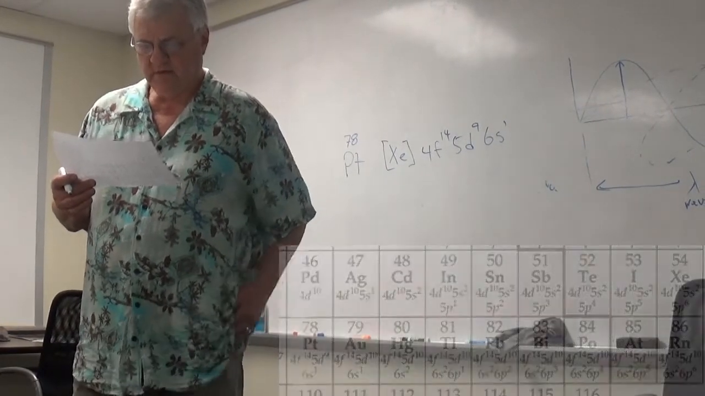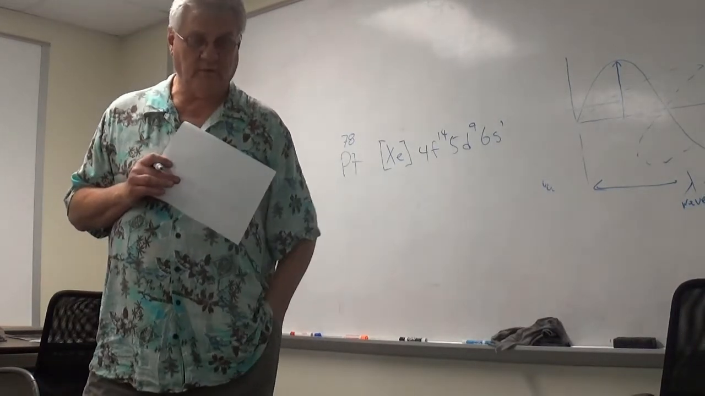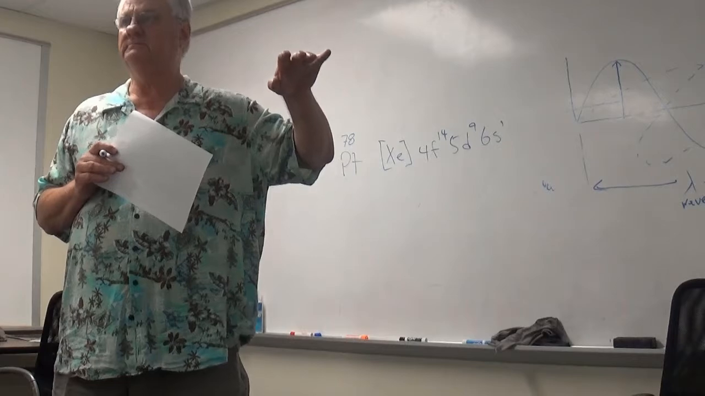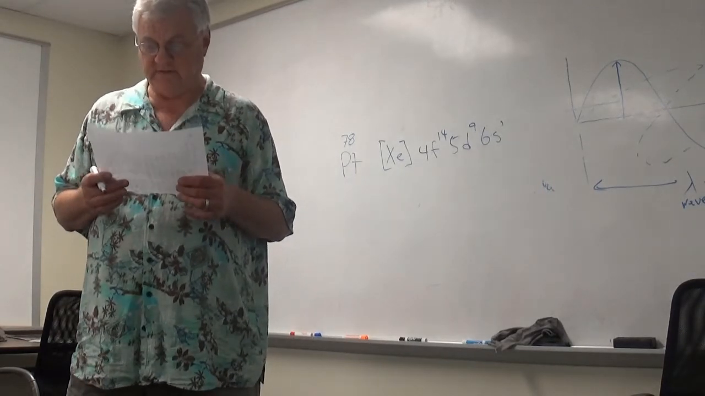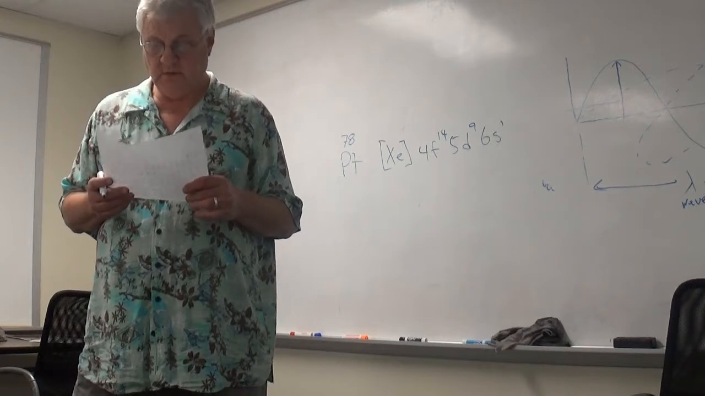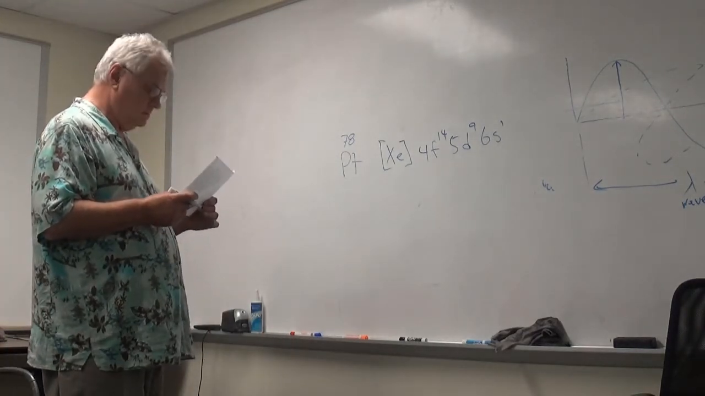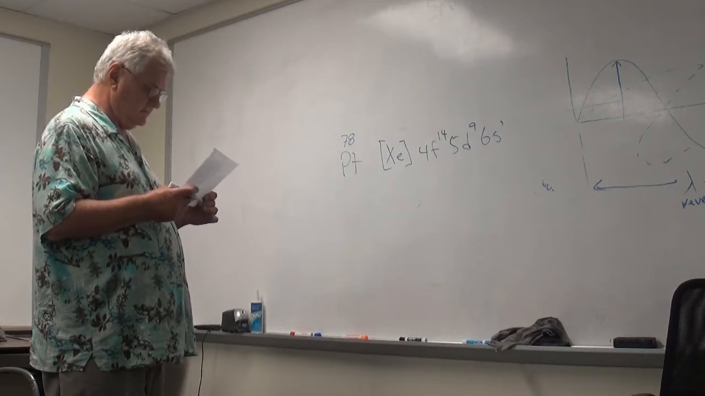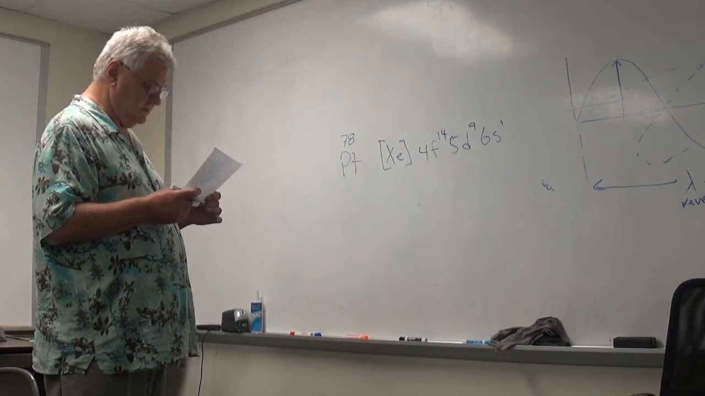And one thing, when you're working with the first 10 or 20 elements in the periodic table, electron configurations are fairly straightforward in filling orbitals. But when you encounter the d orbitals, there are elements that play tricks. Now, did everybody see how we did this one? Yes. Okay.